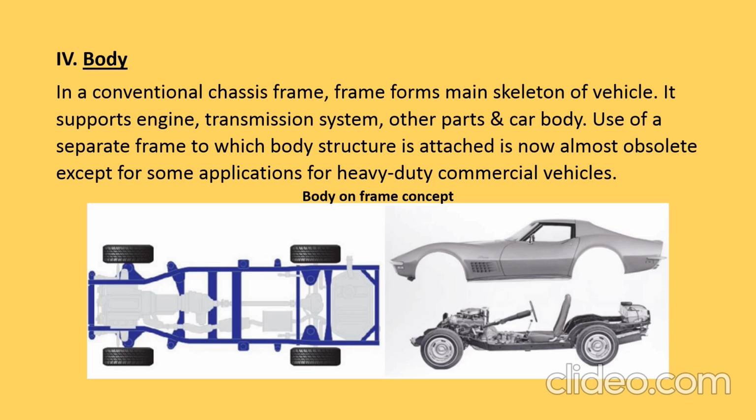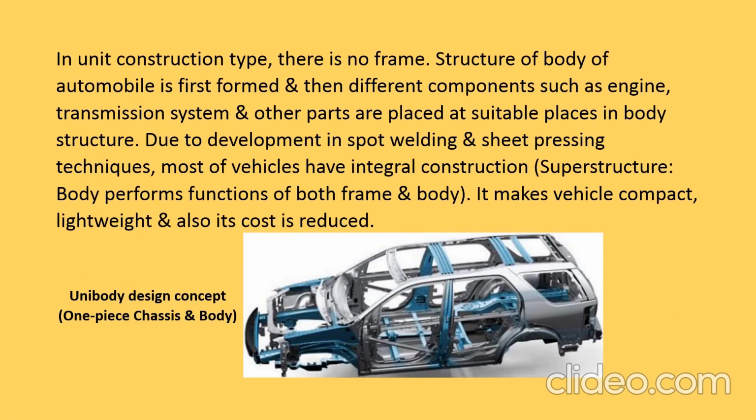In the unit construction type, there is no frame. The structure of the body of the automobile is first formed and then different components such as engine, transmission system and other parts are placed at suitable places in the body structure. Due to the development in spot welding and sheet pressing technique, most of the vehicles have integral construction. The superstructure, that is the body, performs the function of both frame and body. It makes the vehicle compact, lightweight and also its cost is reduced. Unibody design concept: one piece chassis and body.